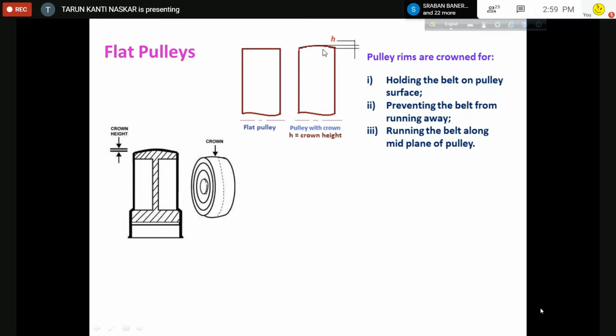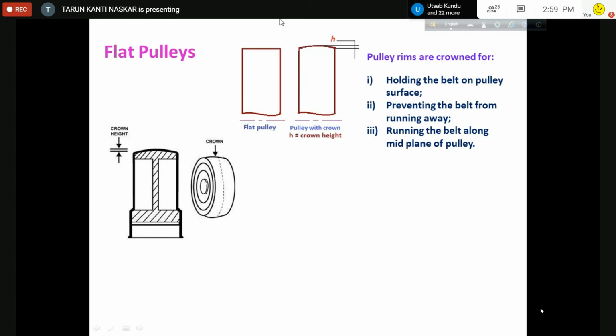First of all, why crowning? And then the second question is why both the pulleys are not crowned. So the first question is why crown. Compare with this completely flat one, both pulleys flat. Then there is a chance of the belt running away from the surface of the pulley. And if the belt runs away, there is a chance of accident. There may be damage of life also, because the surface speed of the belt is very high.